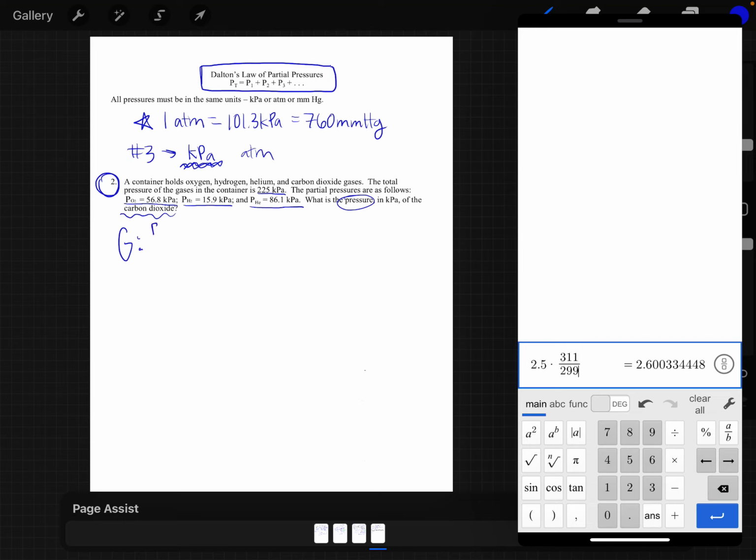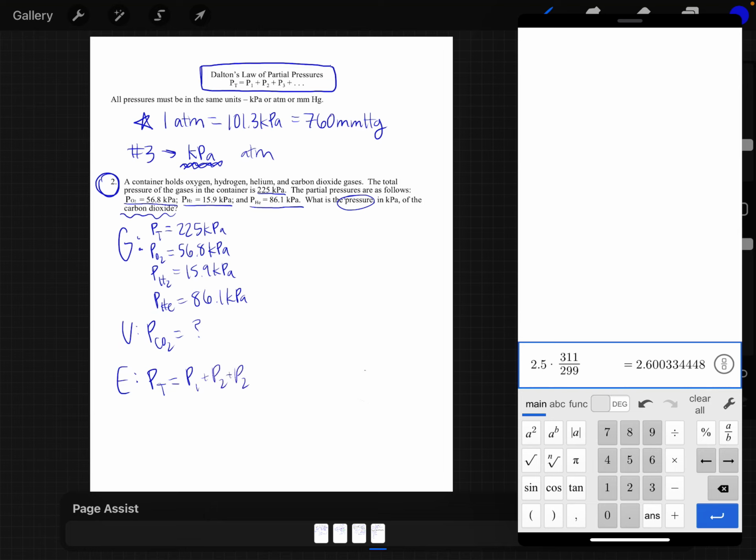Okay, so my givens here, we have P total is equal to 225 kilopascals. P of oxygen is 56.8 kilopascals. P of hydrogen is equal to 15.9 kPa. And P of helium is equal to 86.1 kPa. My unknown, they asked for the pressure of CO2. And we know that we're doing Dalton's Law, so that's pressure total equals the partial pressures of everybody added up together.